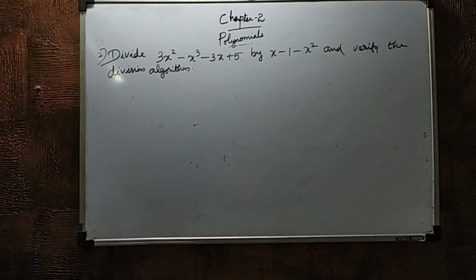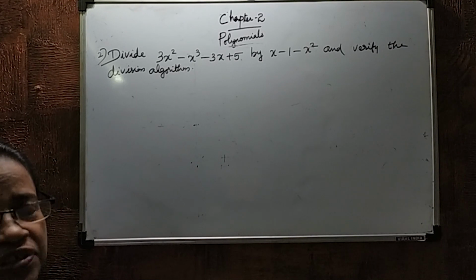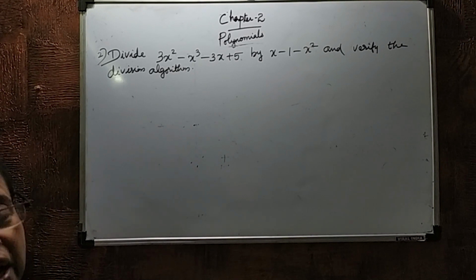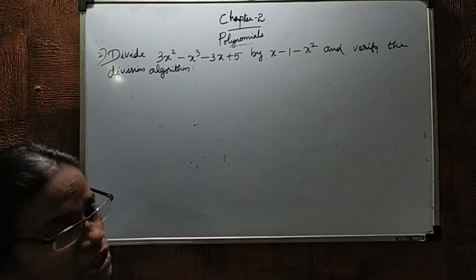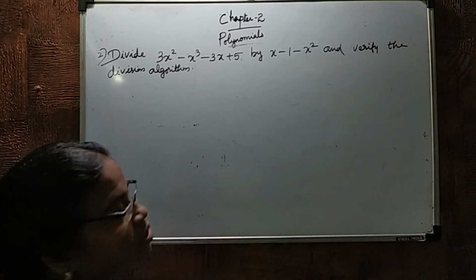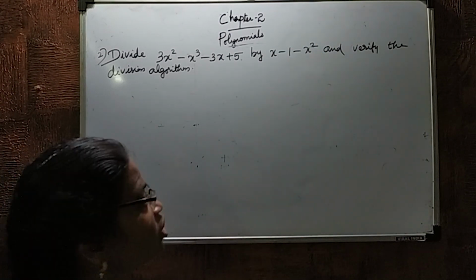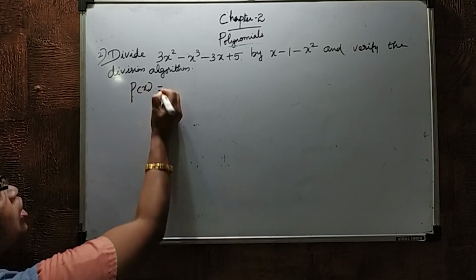This is the question. So first what should you do? First, before dividing, you find out whether the terms are in order or not. Here just look, 2 is there, then 3 comes, so that is not in order. Then here 1 comes, then 2 comes. Not in order, decreasing. So what you have to write? You have to write P of x equals, written in order now.